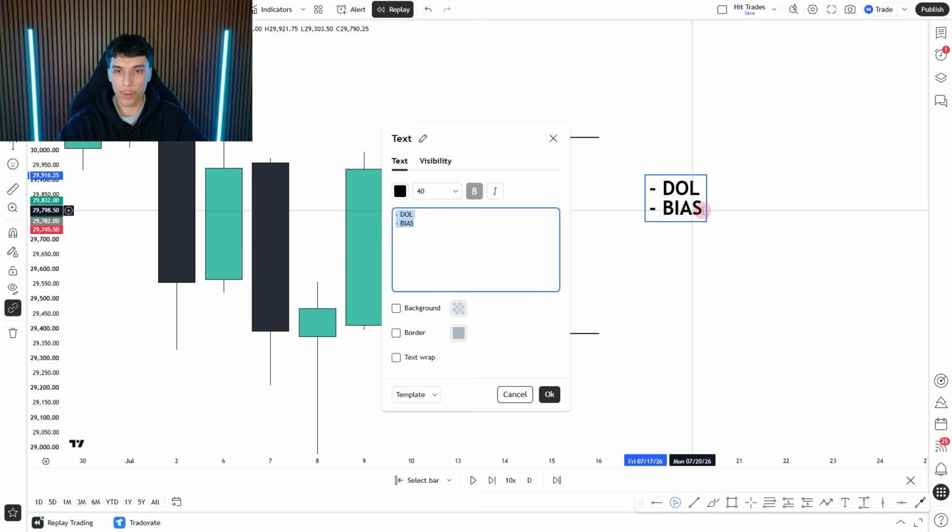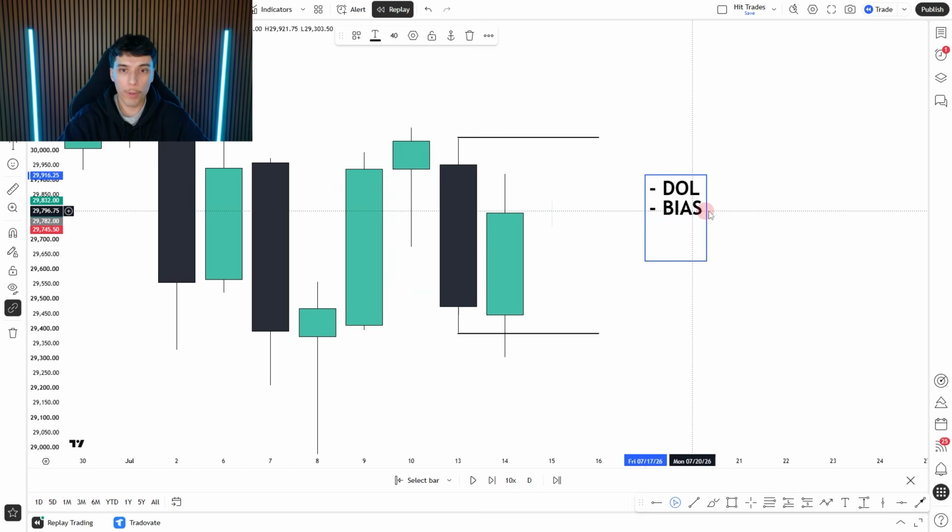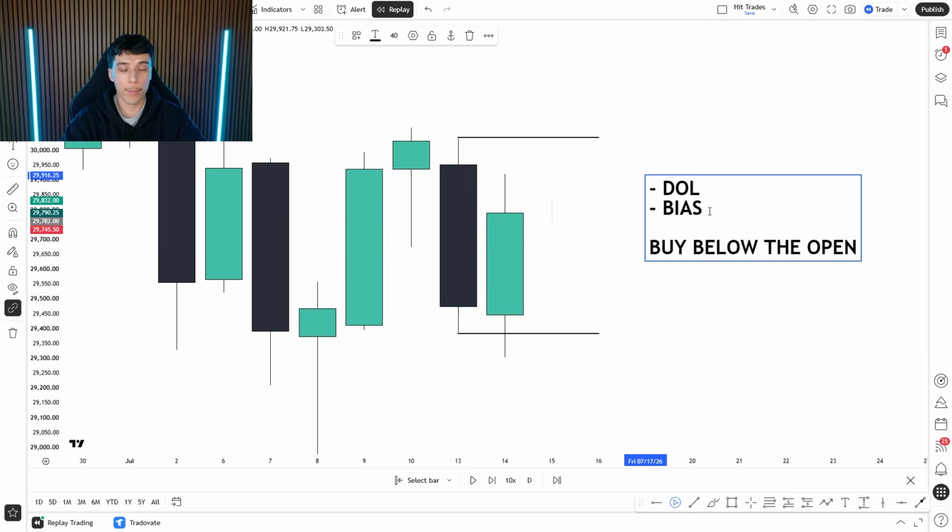And a quick tip with CRT is that when we have, in this case, a bullish CRT, I want to look to buy below the open and vice versa. If it was a bearish CRT, I would be looking to sell above the open of this third candle. So once this candle opens at 6 p.m., I'm going to be looking and hunting for longs below that open. And again, it would be vice versa if it was a CRT short.